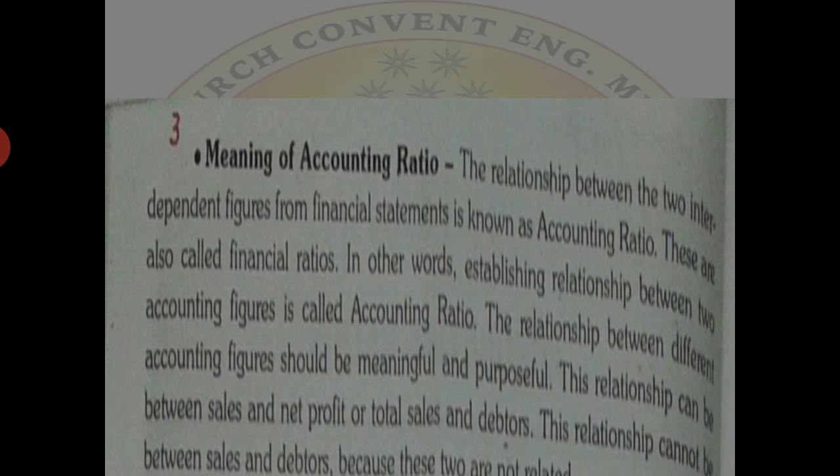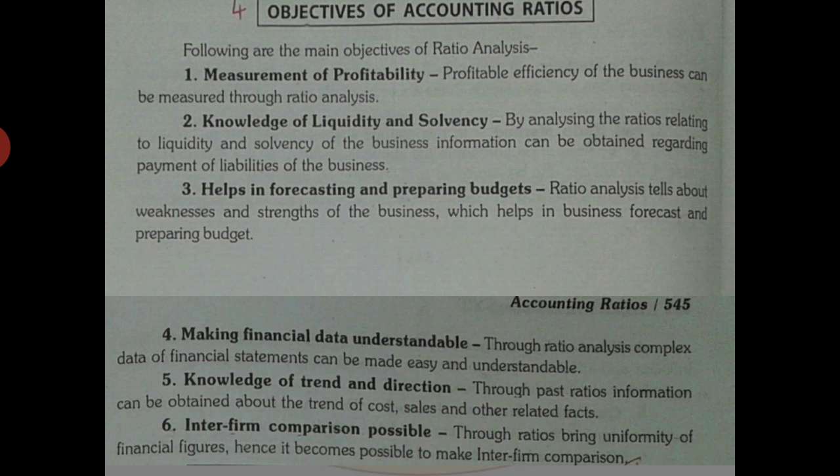Next is why accounting ratios are necessary. So what are the objectives? So we can say that we have to measure the profitability of the business. So after the analysis, the profitability ratio can be found out. It gives the knowledge of liquidity and solvency of the business. Liquidity means cash flow of the business, and solvency means repayment capacity of the business.